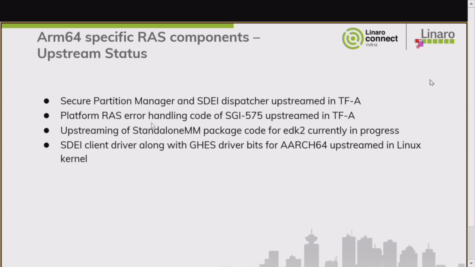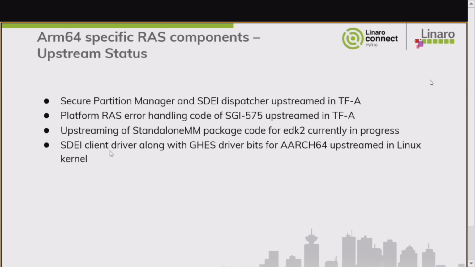As an example of a platform that implements this error flow, the SGI-575 implementation in ARM trusted firmware is upstream, wherein it can handle errors and then use MM communicate to talk to StandaloneMM to create CPER records, and then pass it on to the SDEI dispatcher and the SDEI client to handle the particular platform error. There is some amount of work still to be done on enabling the StandaloneMM patches in EDK2, and we are currently looking at this. Progress has been slow, but we are still working on it.